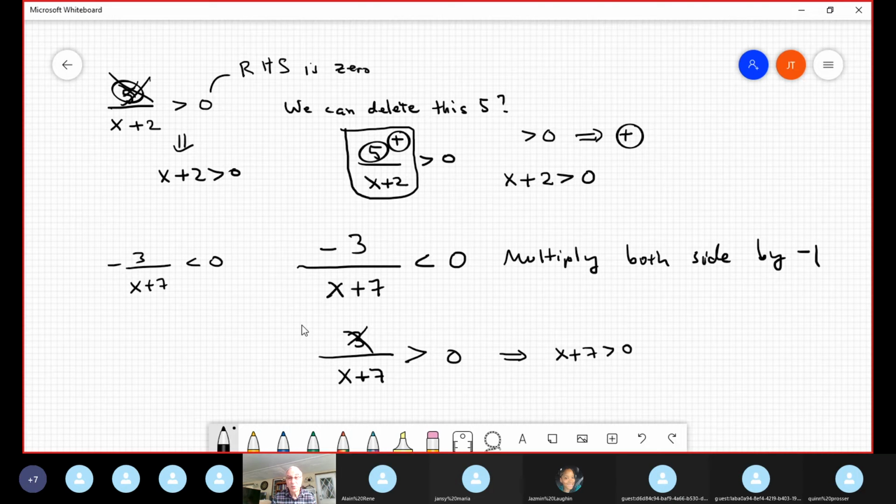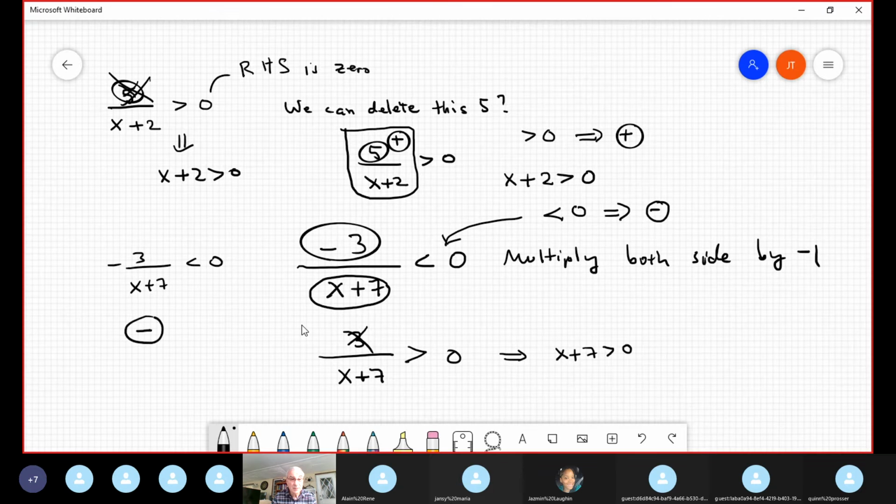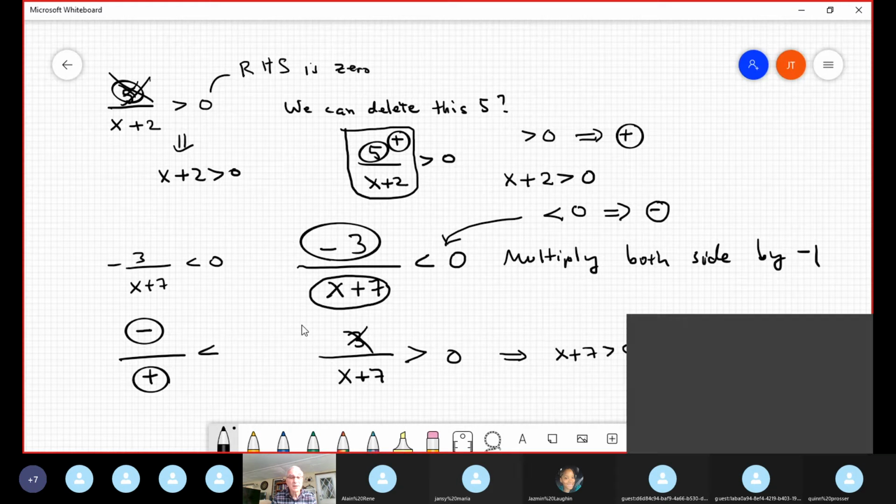Another point of view. The original inequality is less than 0. This is equivalent to say to be negative. So if this number is negative, this must be positive, because I know that negative divided by negative is positive. Sorry, the negative divided by positive, I know that it is negative. When you multiply both sides by -1, you change the sign. Yeah, absolutely.